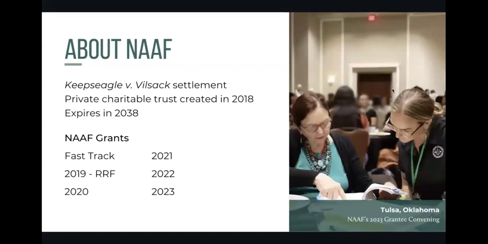After a significant period of negotiation, but prior to NAAF's creation, there was another process called the fast track. The fast track process occurred when $38 million was distributed immediately to entities that were serving and supporting Native American farmers and ranchers. Many of those fast track grantees have continued the work in the space of Native agriculture and have now become grantees of NAAF. In 2018, the court directed that the remaining funds be distributed to the newly created Native American Agriculture Fund. So that's what we're doing here today in our grant-making process.